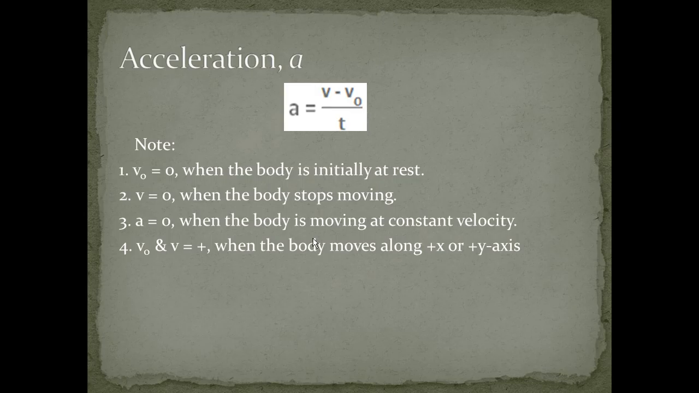So therefore, when we try to illustrate a given problem and it is said in the problem that the body moves along the direction of the positive x and the positive y, then the associated direction for the velocities would be positive. Otherwise, it is negative. Just like what is said here, when the object moves along negative x and negative y, then the direction associated with the initial and the final velocities is negative.